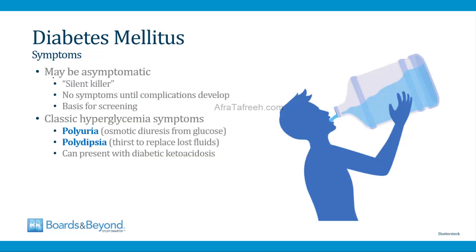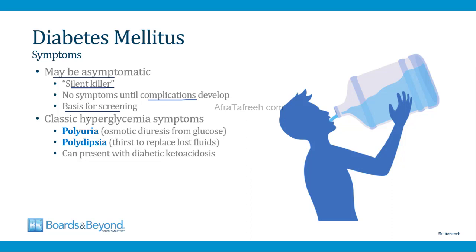Diabetes mellitus can be asymptomatic, and it's sometimes considered one of the silent killers along with hypertension and hyperlipidemia. These are disorders where there are no symptoms until serious complications develop. And because diabetes mellitus can be asymptomatic, especially in early stages, this is the basis for screening, which we'll talk about later in this video.